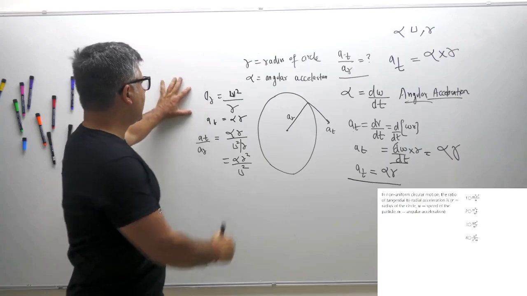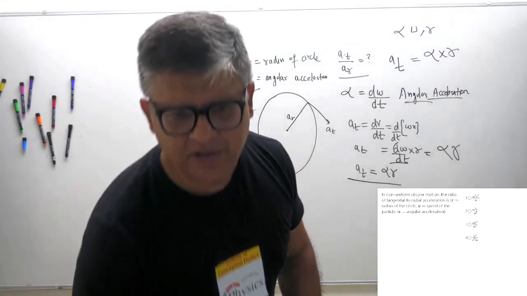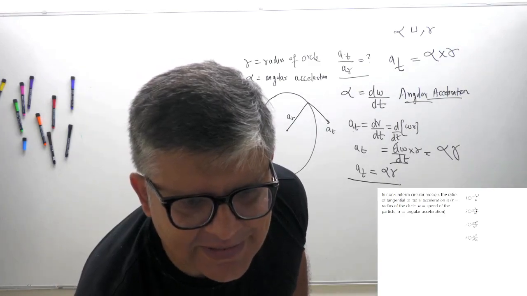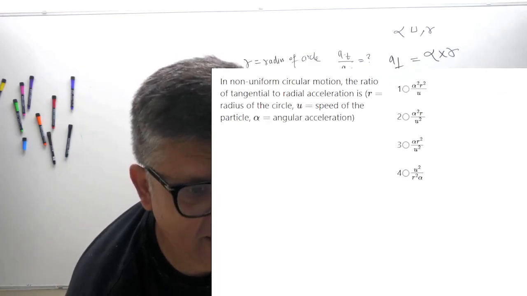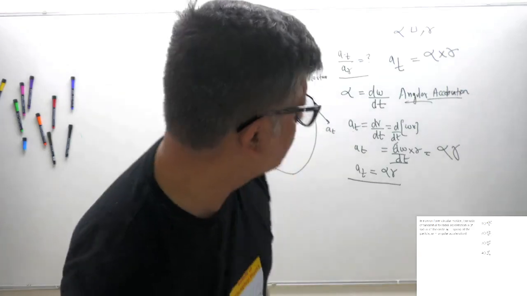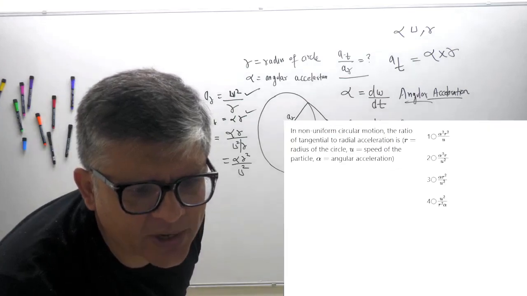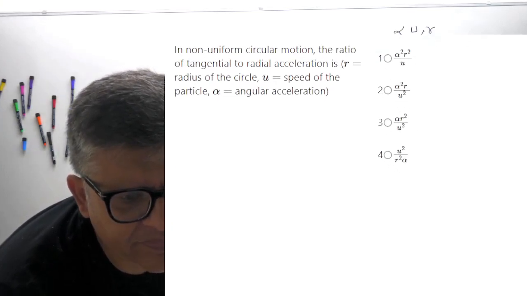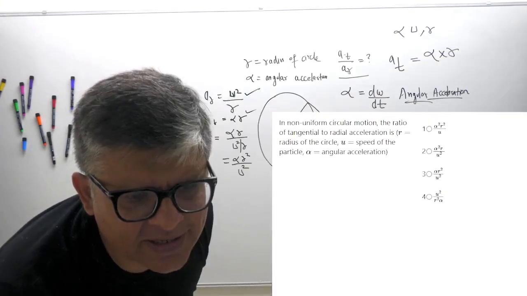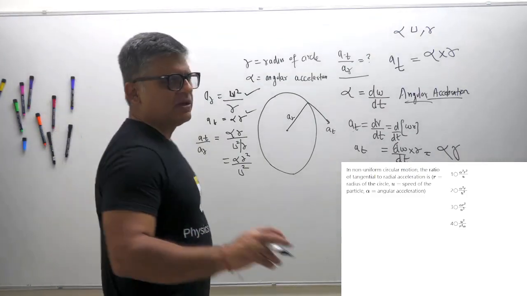Now you know this. Just divide and see which of the answers matches. I will just increase the size. So we have the answer as alpha r square by u square. All right, third. So the correct answer to this is 3, right?